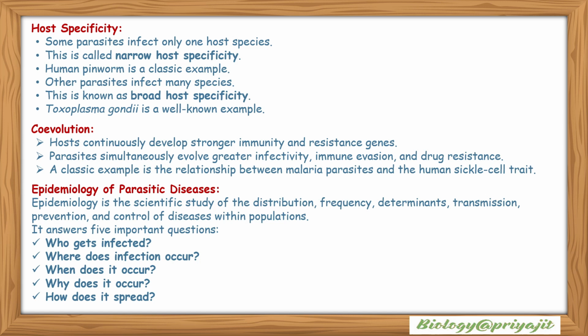Host specificity. Some parasites infect only one host species. This is called narrow host specificity. Human pinworm is a classic example. Other parasites infect many species. This is known as broad host specificity. Toxoplasma gondii is a well-known example.